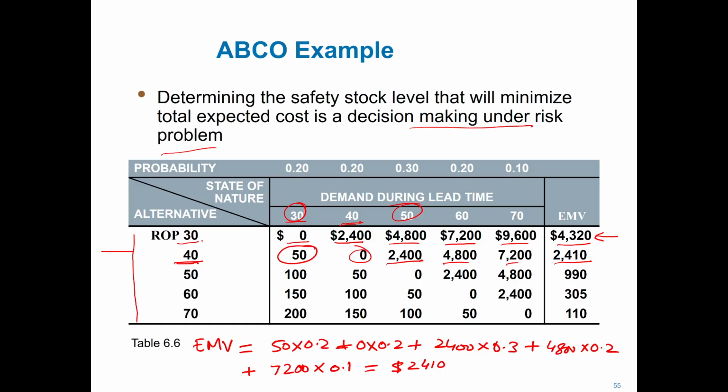$2,410. So in this way all these numbers have been calculated, and you can see that since we are trying to minimize the total expected cost, if we keep 70 units we get the minimum over here.